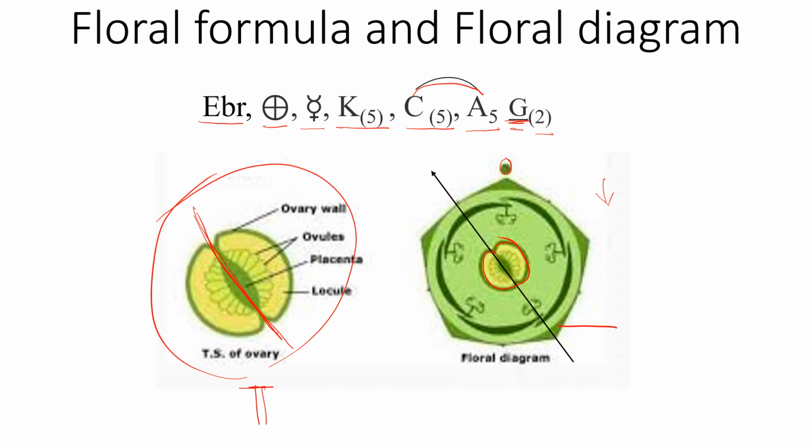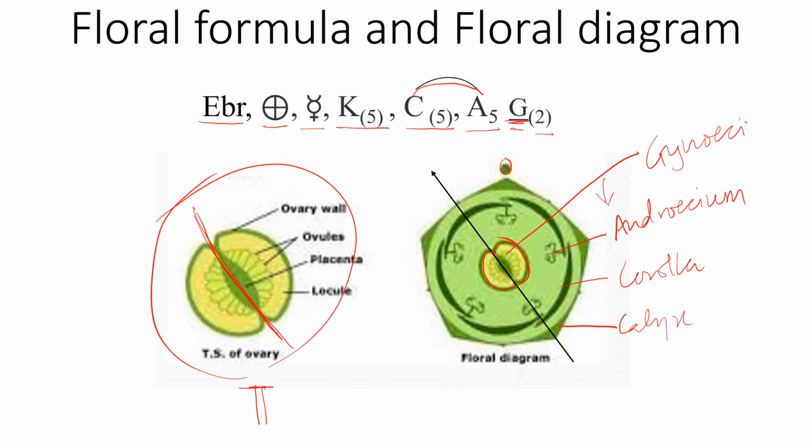Here this is calyx, this is corolla, these are stamens, that is androecium, and this is ovary, that is gynoecium, and this is what the mother axis.